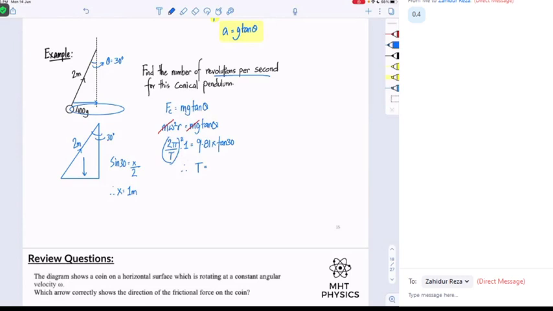There's a question: will this equation be given in the exam? Whenever this question has come so far, they asked you to derive this first. So you have to derive it. It won't be given in the exam.